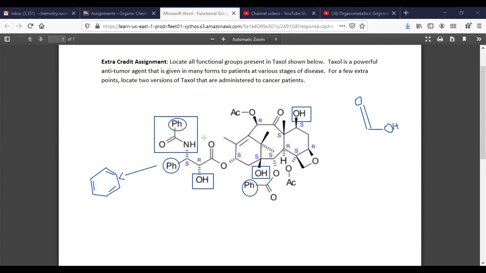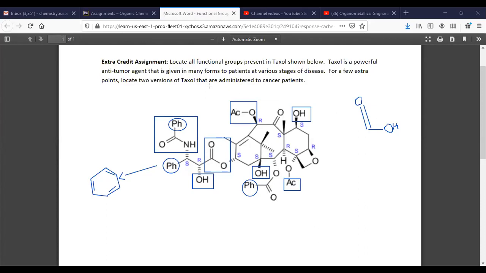What about here? Ester. Good. Y'all are picking this up quick. I'm glad. All right. These are also esters. Let me show you the OAc. You see those groups out there? Let me show you what that Ac looks like.